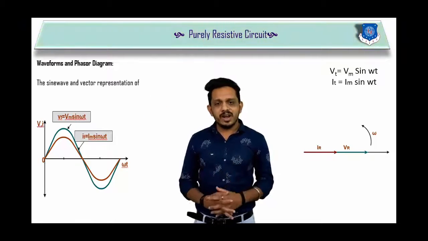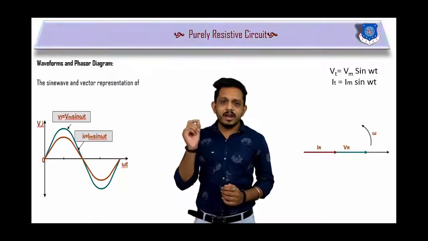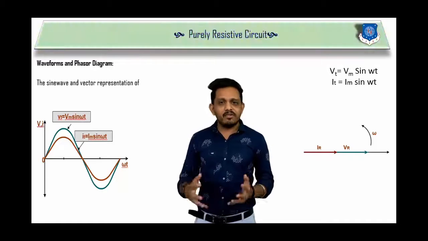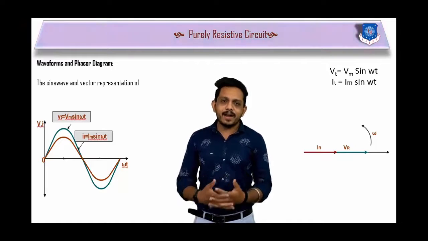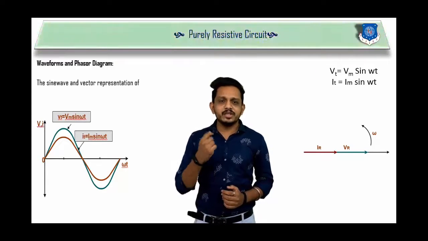So how will we start drawing the waveform? We will always draw the reference quantity first. So here in our case, the reference quantity is nothing but the applied voltage V. So first we will draw the waveform of the instantaneous voltage v(t).